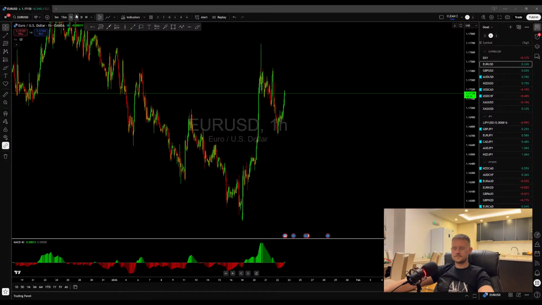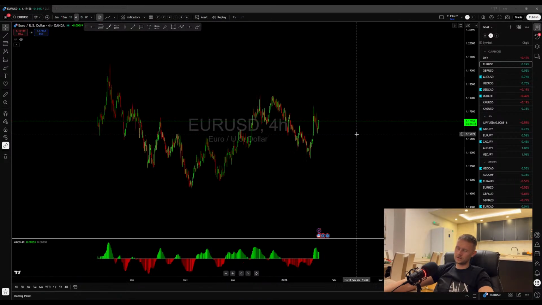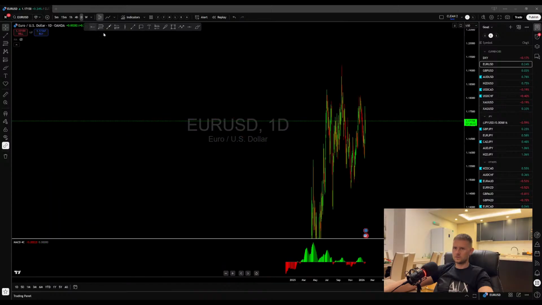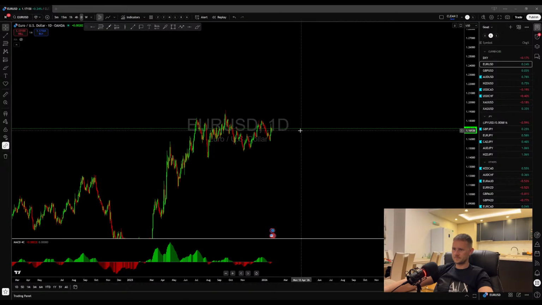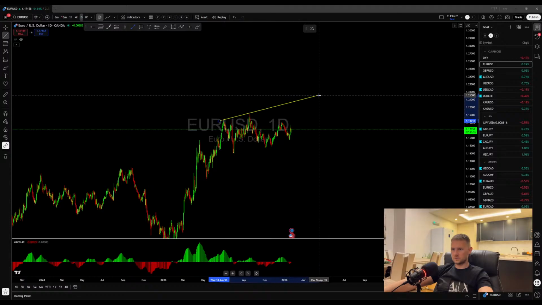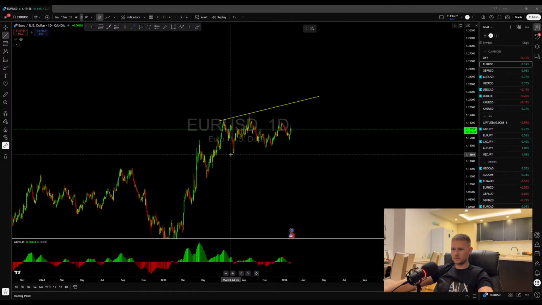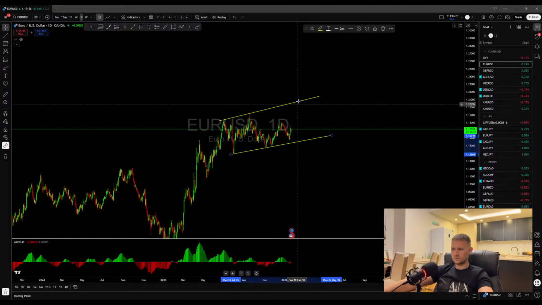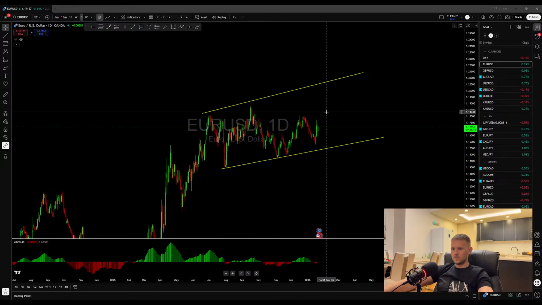EURUSD based on DXY going lower. This one's heading to the upside. So let's go to daily. What this one is trying to do is go into a deeper pullback again, or one more leg higher. What it did already, it went up, it pulls back.